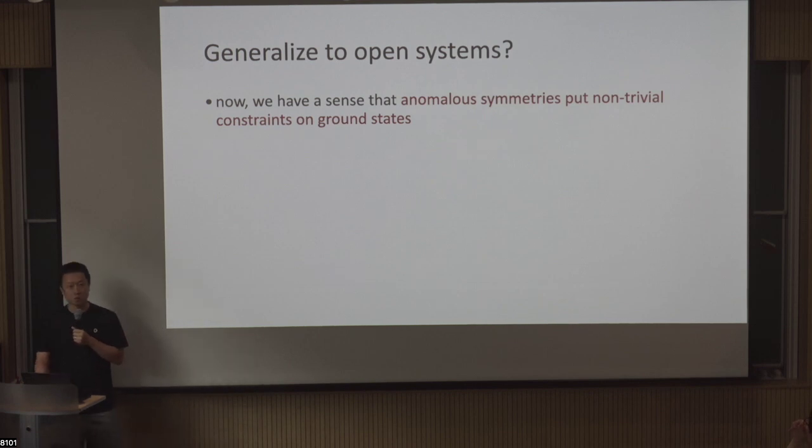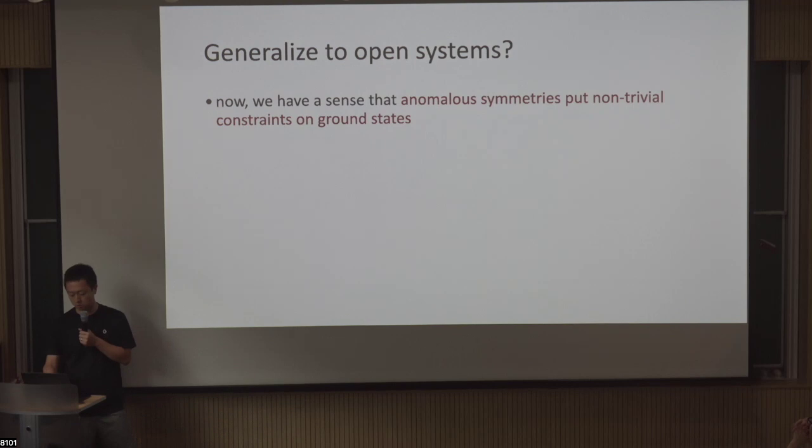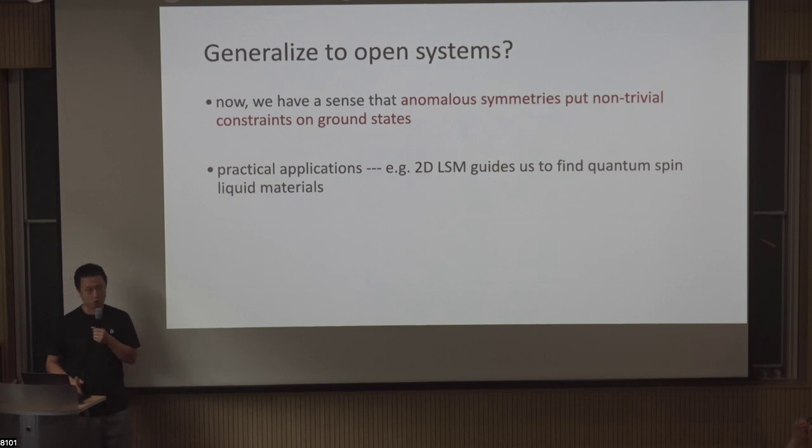Now, at this moment, I hope we all have a sense that anomalous symmetry puts non-trivial constraints on the ground states. That's the lesson we learned over the past many decades. Say chiral anomaly puts non-trivial constraint on the lattice Hamiltonian, and this LSM anomaly puts non-trivial constraint on the lattice. And they're actually quite useful.